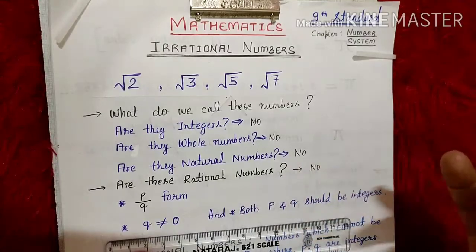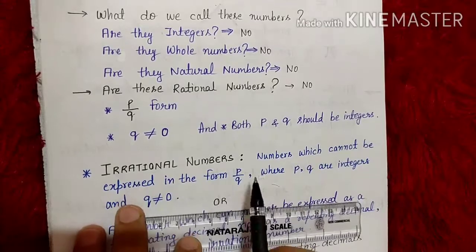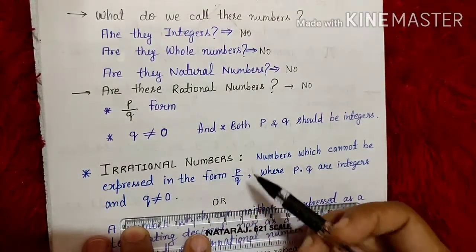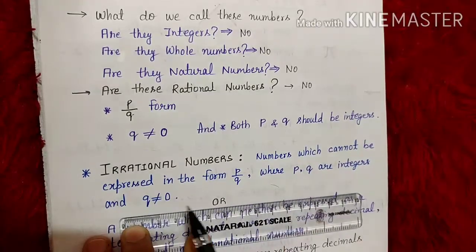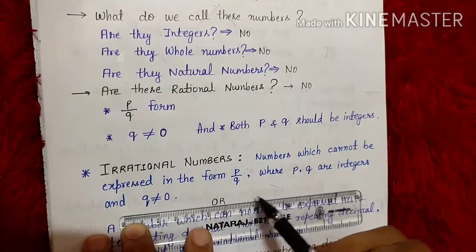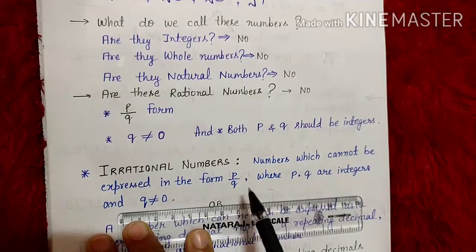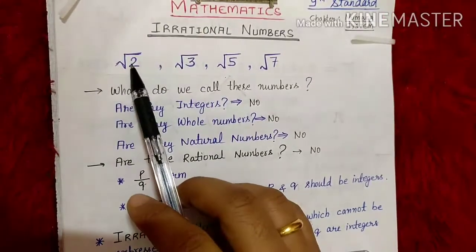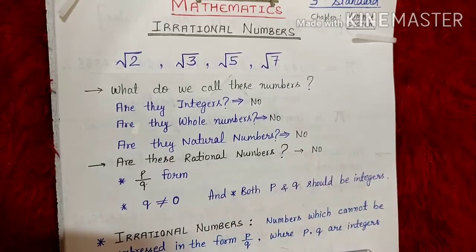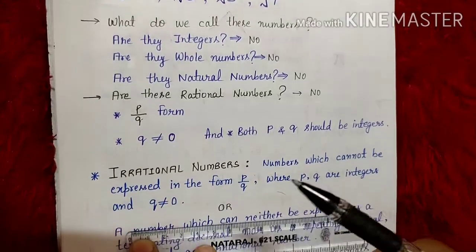So numbers which are not rational numbers, we can call them irrational numbers. So let's learn about irrational numbers clearly. Numbers which cannot be expressed in the form p upon q, in fractional form, where p and q are integers and q should not be equal to 0. So these rules are for rational numbers. If a number is not following these rules of rational numbers, then those numbers will be called irrational numbers. Let us learn more about this definition in an easy language.